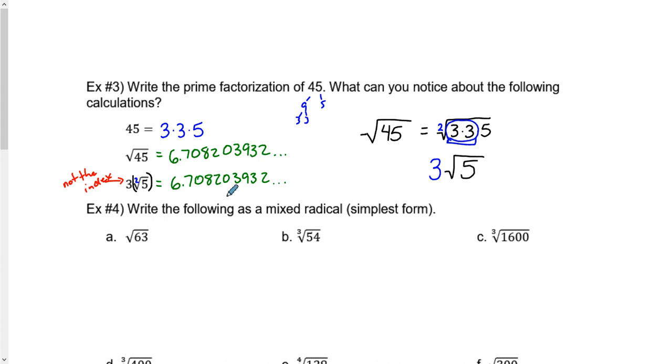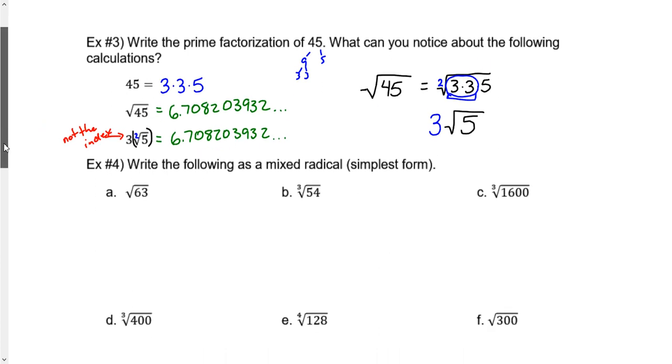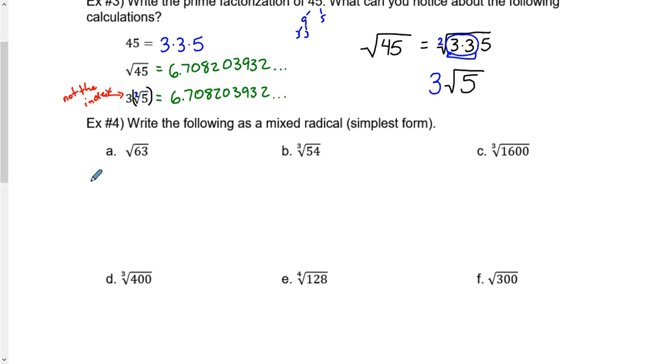It may not make the most sense right now, but let's deal with some more questions. For example, the square root of 63. Well, 63, if I write down the prime factorization, I break it down, would be a 3 and a 21.